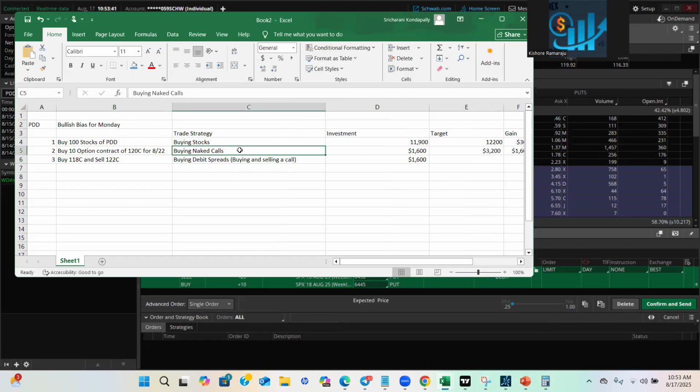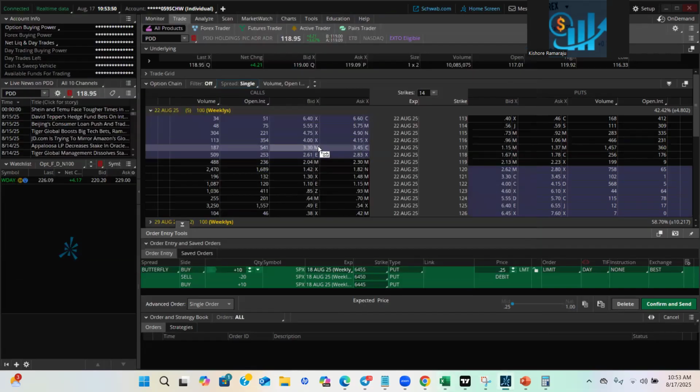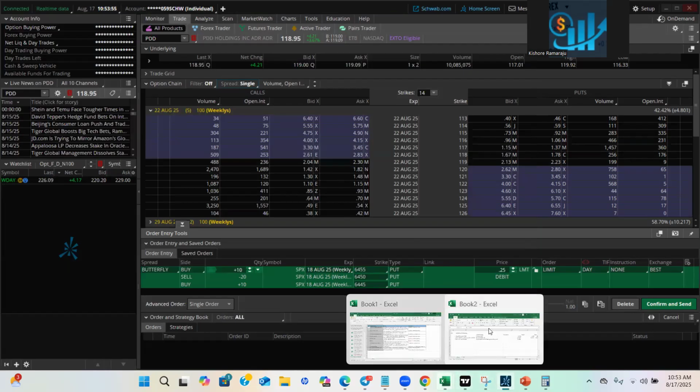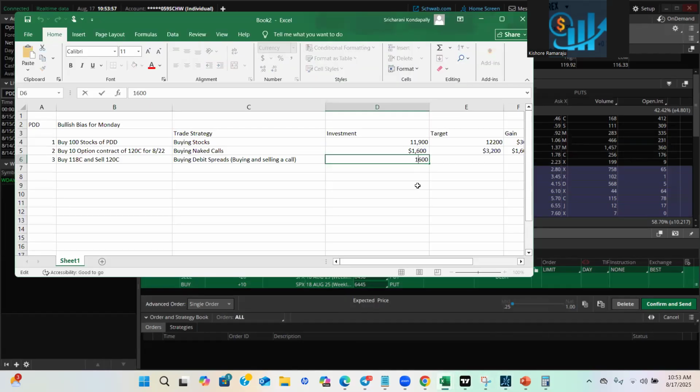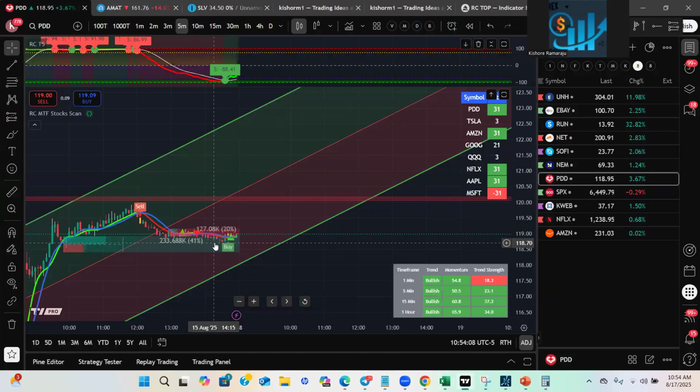Here, for simplicity, let us take the 120 call. You are buying the 118 call and selling the 120 call. The 118 is around $160, and the 120 is around $110. So as long as it stays above 118, you will make profits in this scenario, because here you see there are a lot of buyers. So the probability to go below 118 is very, very less.